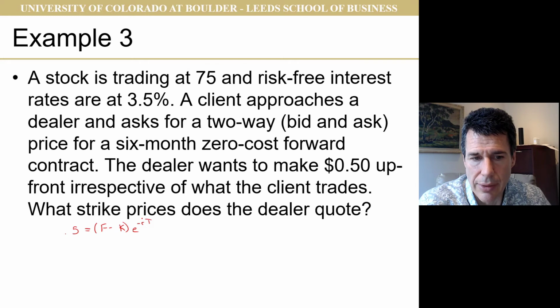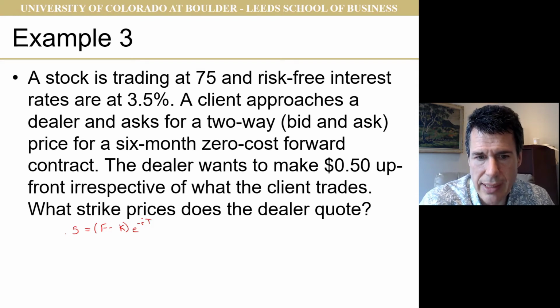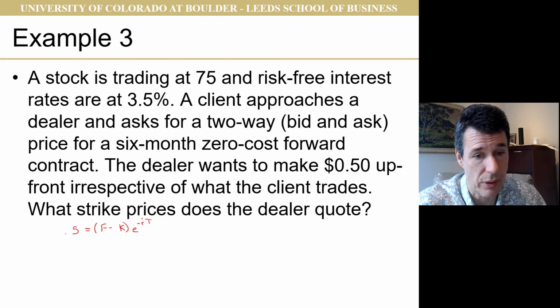Right? So the dealer needs to make 50 cents up front. 50 cents is equal to F minus K e to the minus RT, that's the present value of the contract. Client goes short, dealer goes long. So let's look at this for a second. We want to find out our strike.